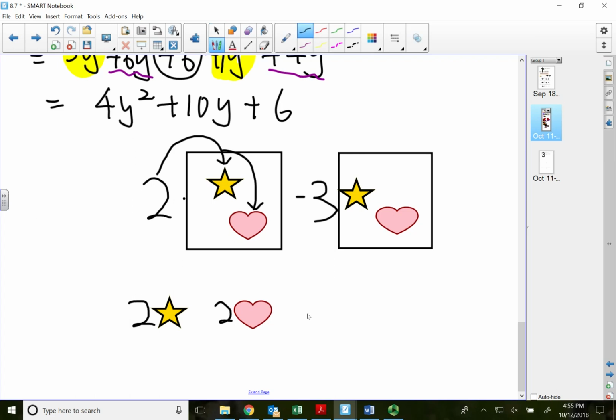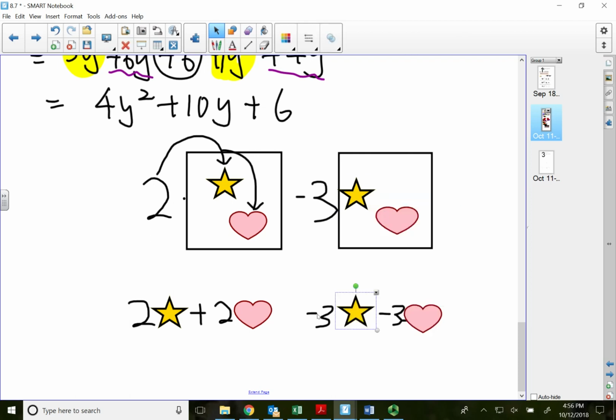So what do I do once I bring them to the outside of the box? Right, it's positive 2 here, so it's positive 2 star. Minus 3 times the star, minus 3 times the heart. So what do I do once I bring them to the outside of the parenthesis? So together, this whole thing is an expression.